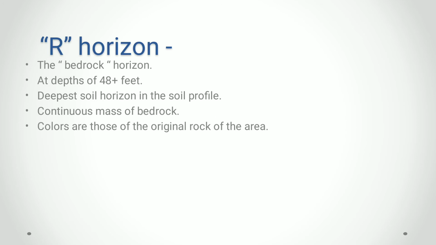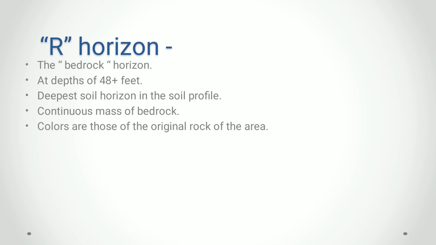R horizon, the bedrock horizon at a depth of 48 feet, is the deepest soil horizon in the soil profile, a continuous mass of bedrock. Colors are those of the original rock of the area.